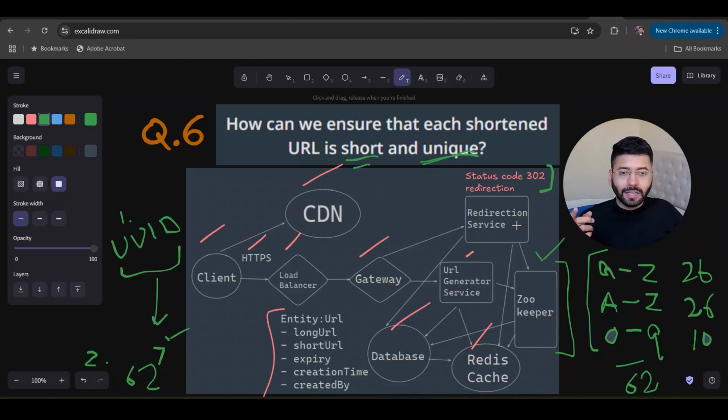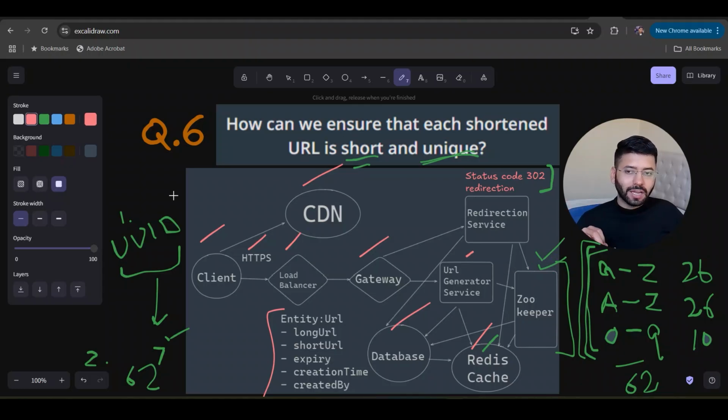Number one is the calculations that I made, like the length of the URL and encoding base 62, how that would be 62. Those calculations were a good thing that I did in my answer. Another good thing was identifying that we need a distributed centralized system, where we can use Redis or Zookeeper. That's a good understanding that I brought in this answer.